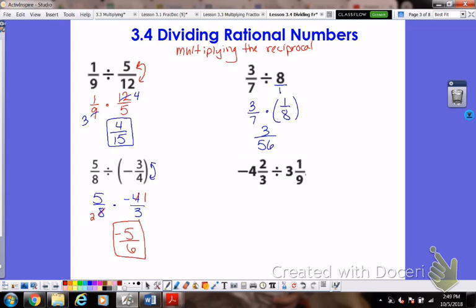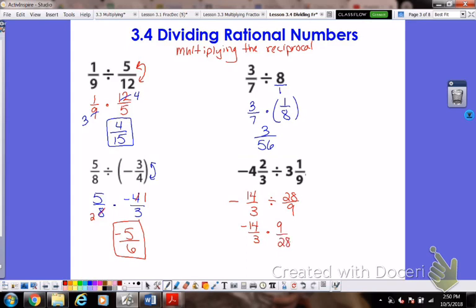Now this next one, you must change it into improper fractions first, just like when we did multiplication. So multiply and add. Again, when you multiply, don't think about that negative. So we know we have a negative. 4 times 3 is 12, plus 2 gives us 14/3. Keep division so far. 9 times 3 is 27, plus 1, so 28/9. Now we're going to keep our first, change to multiplication, and then multiply by the reciprocal, so 9/28.